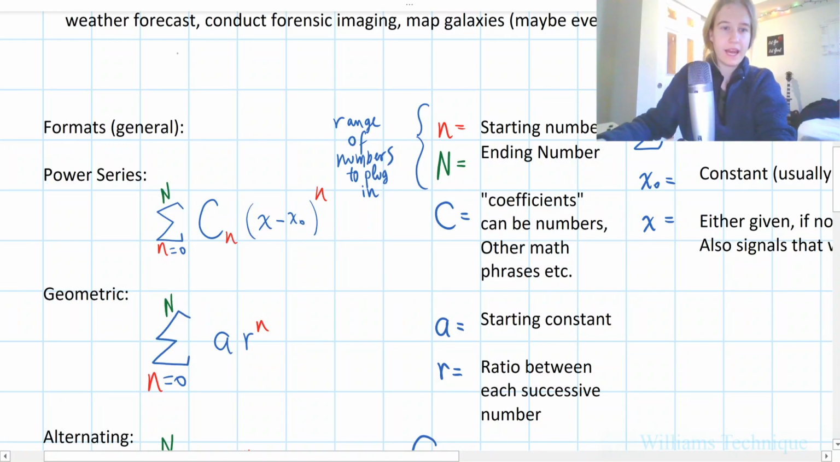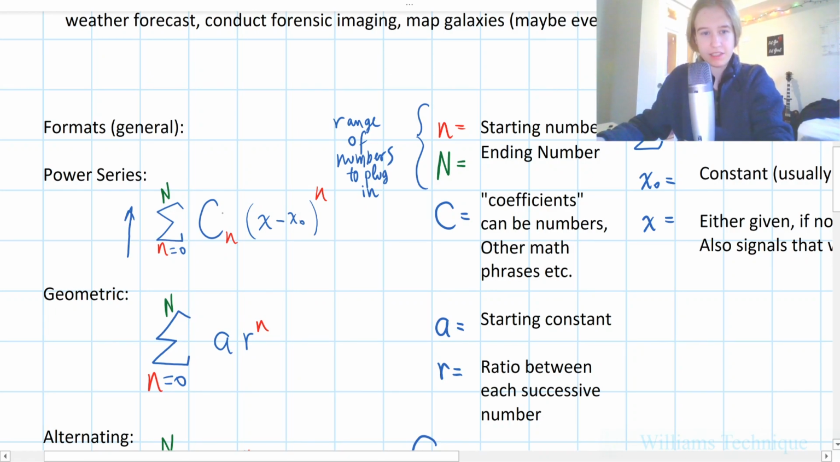So essentially the first one, the power series, we have the sum from n equals 0. We read it this way up. The sum from n equals 0 to a number n. And we have a coefficient here that counts.